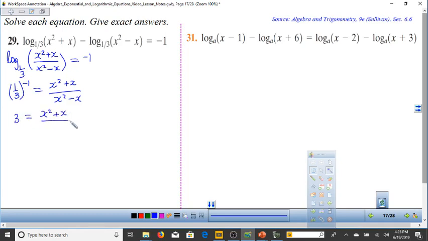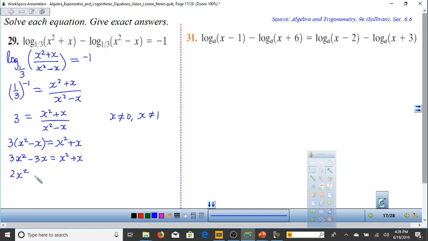And I could factor out an x and cancel. As long as x is not 0 or 1, we're good to go. But let's just proceed with a longer way. We're going to multiply both sides by the denominator on the right. And then we're going to combine like terms. So we have 3x squared minus 3x is equal to x squared plus x. And then 3x squared minus x squared is 2x squared. And negative 3x plus x is negative 4x. That's equal to 0. So if I factor out 2x, now I have x minus 2.